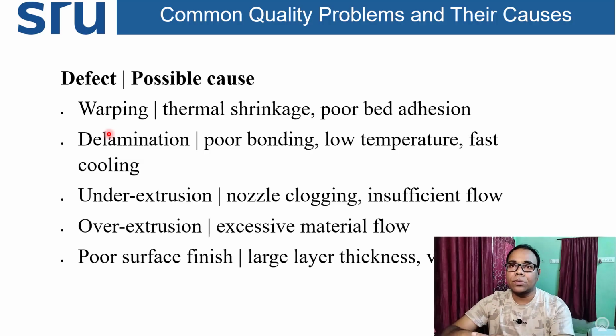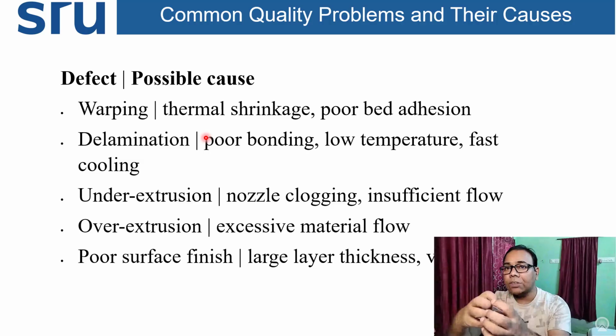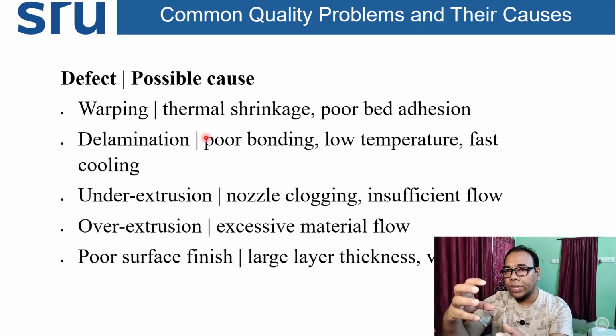If the warping issue comes, then after two to three layers itself, printing will stop, so you will face problems. Similarly, thermal shrinkage will be there. As we have discussed, material comes out of the nozzle as liquid and then solidification happens. Because solidification is coming, shrinkage will come, and less material will be there because of the shrinking. So that issue will come.